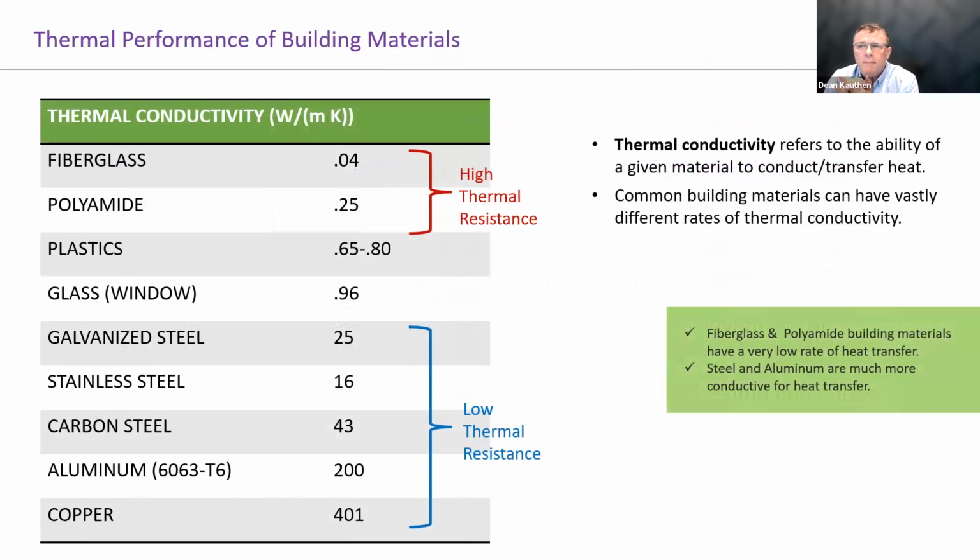So when we talk about improving thermal performance of wall systems, we can look at the materials that we use to attach our cladding, some of which may have a low thermal resistance like galvanized steel or stainless steel, or a high thermal resistance, which also is a low thermal conductivity. Those materials would be fiberglass and polyamide and other plastics.